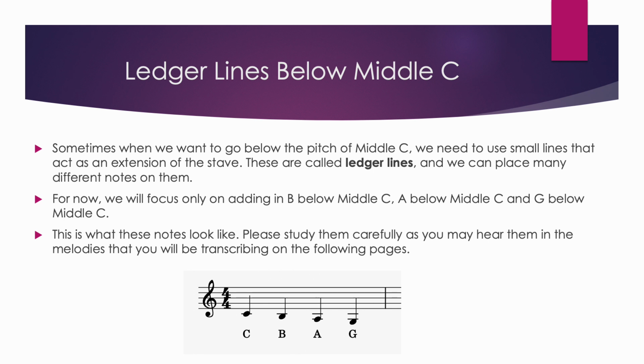Sometimes when we want to go below the pitch of middle C, we need to use small lines that act as an extension of the stave. These are called ledger lines, and we can place many different notes on them. For now, we will focus only on adding in B below middle C, A below middle C, and G below middle C. This is what these notes look like. Please study them carefully, as you may hear them in the melodies that you will be transcribing on the following pages.